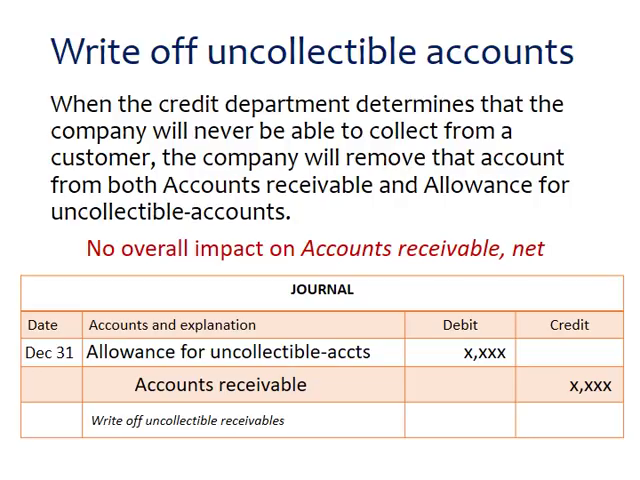Now we have another specific term, write-off. When the credit department determines that the company will never be able to collect from a customer, the company will remove that account from both accounts receivable and allowance for uncollectible accounts. This process is called writing off the account. It has no overall impact on accounts receivable net.